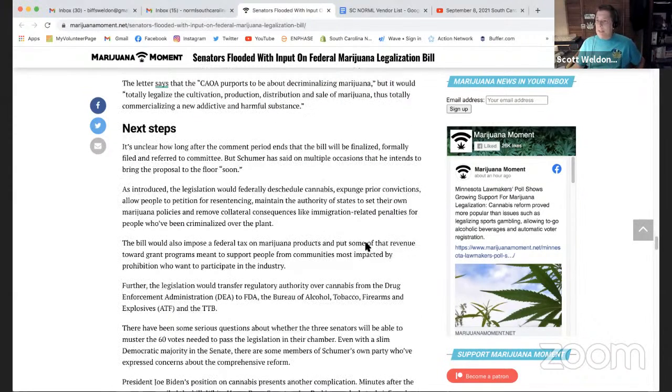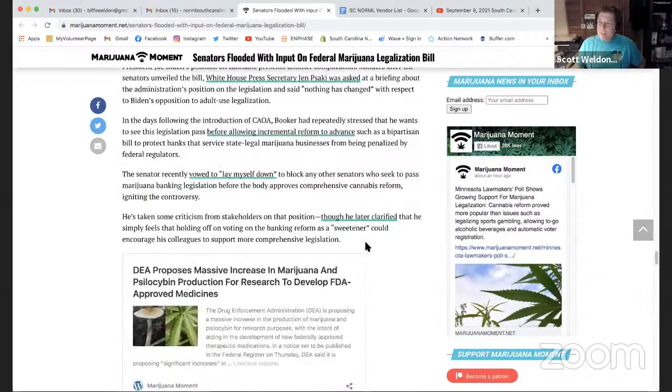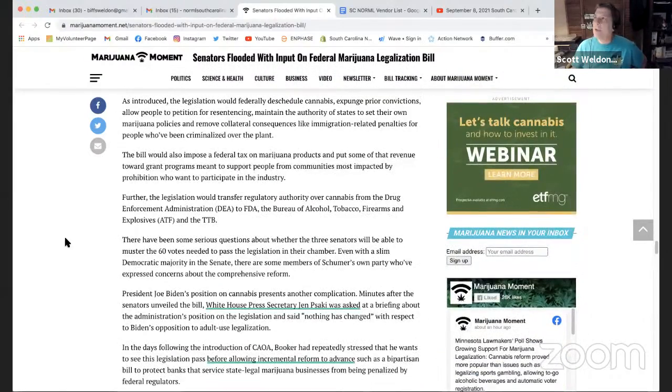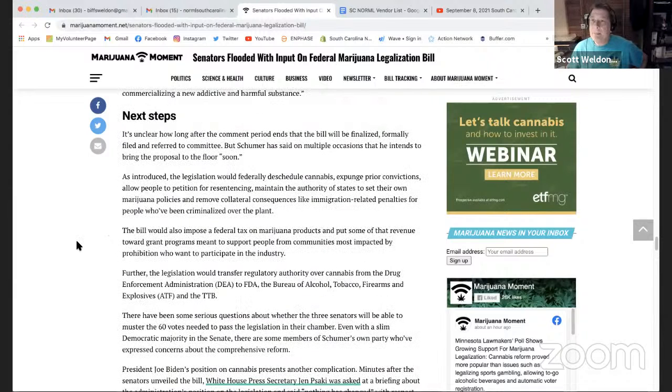All right. And then, folks, I sat here and kind of read this whole thing. I do apologize. In the next steps section, and actually that's the one part I did not previously read here, it's unclear how long the comment period is, and after the comment period ends, the bill will be finalized, formally filed, and referred to committee. But Schumer said on multiple occasions that he intends to bring the proposal to the floor soon. That's something I will definitely keep an eye on.